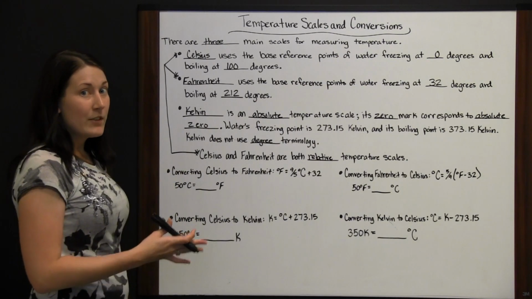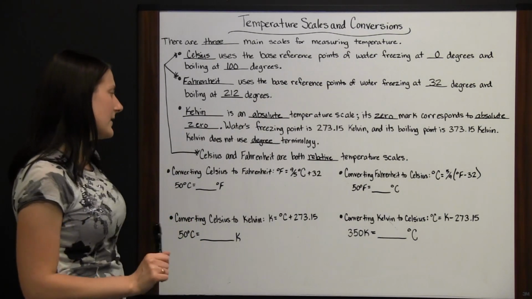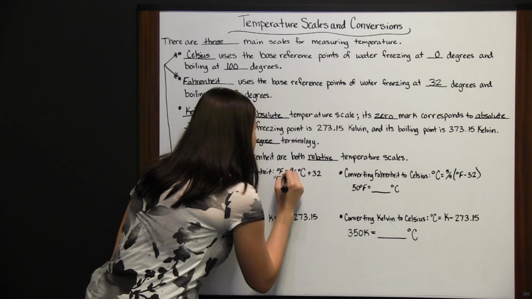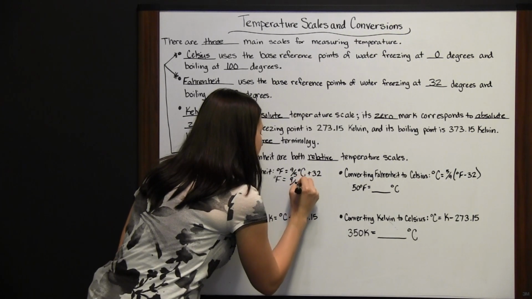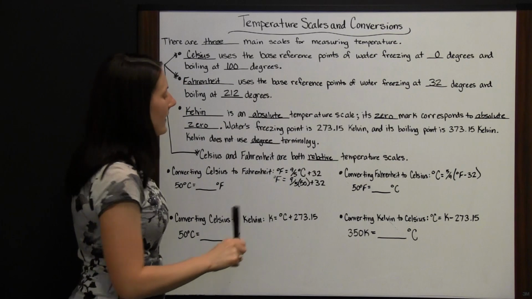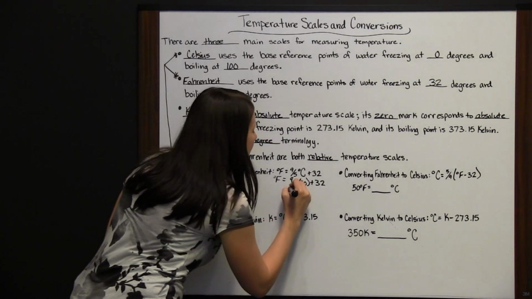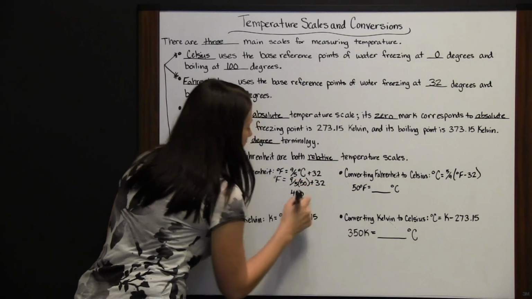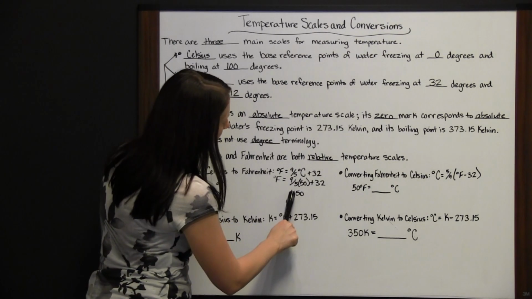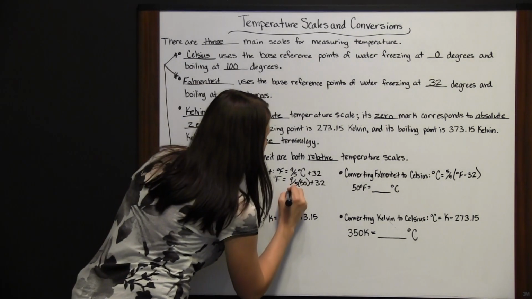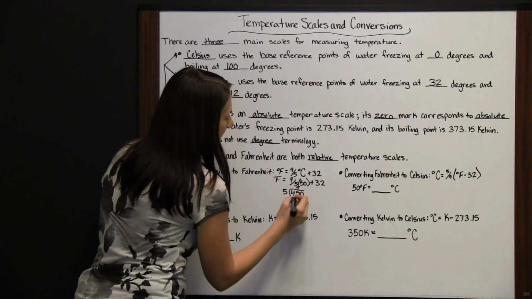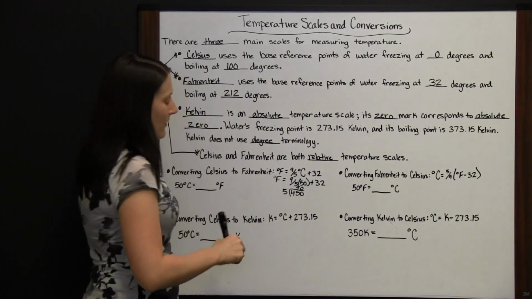Let's look at a different temperature, 50 degrees Celsius. So let's plug it in. We'll have degrees Fahrenheit equals 9/5 times 50 plus 32. Okay? 50 times 9 is going to be 450, because 9 times 5 is 45, and then we just add that 0 onto the end. And then we have to divide by 5. Dividing by 5, 5 goes into 45 9 times, and we can carry that 0 up there.